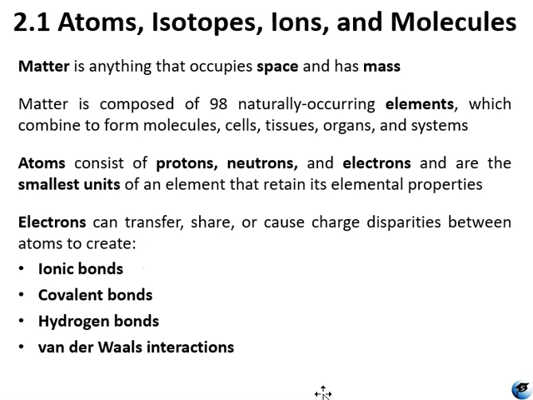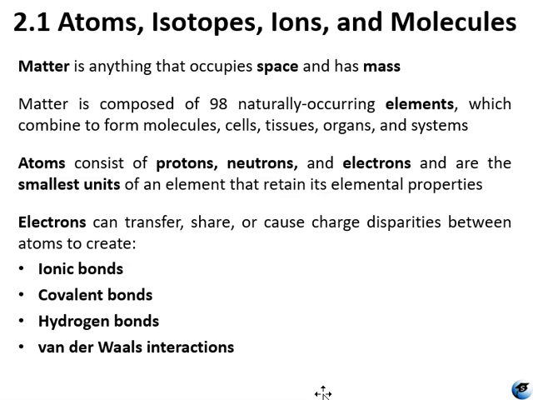The definition of matter is that it is a physical entity separate from the mind, spirit, or energy, which occupies space and possesses mass. Matter is composed of 98 naturally occurring elements. These are substances that cannot by ordinary chemical means be separated into different substances. Examples of elements are gold and carbon. Other ones would be helium, hydrogen.